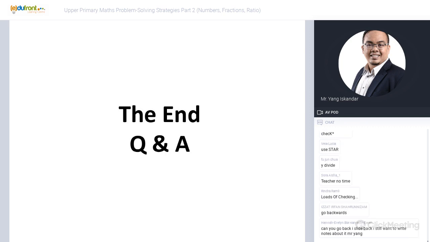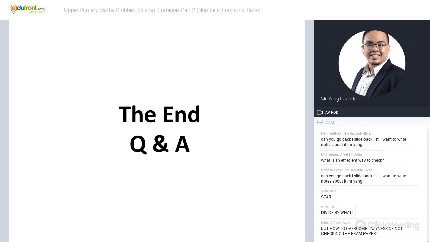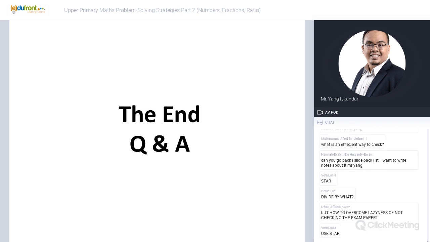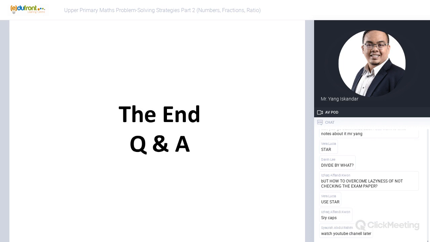So the easiest is for you to check each time that you do a question. After you do a question, immediately do a quick check. One is you can check your units, whether you put the units or not. Secondly, you check for transfer error. Then you can also check whether your final answer makes sense or not. So instead of checking right at the end, you can check at every single question. After some time, you get used to it.